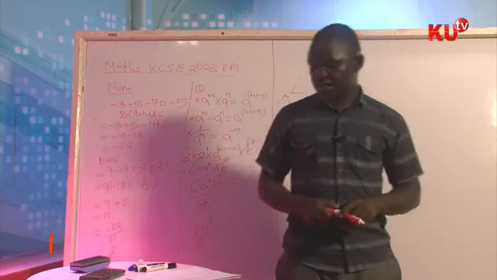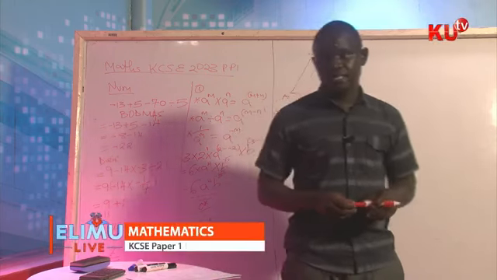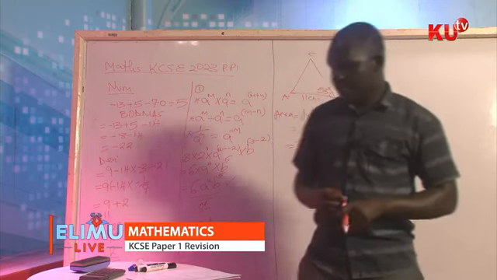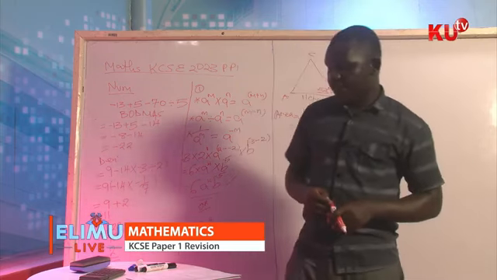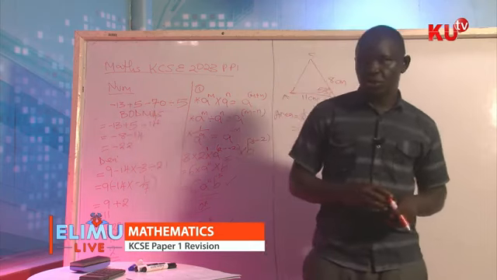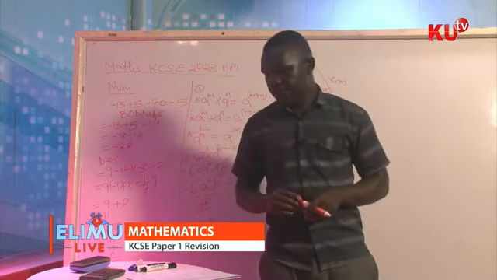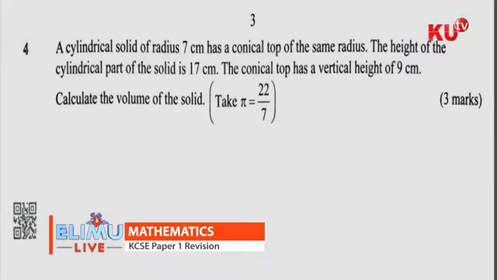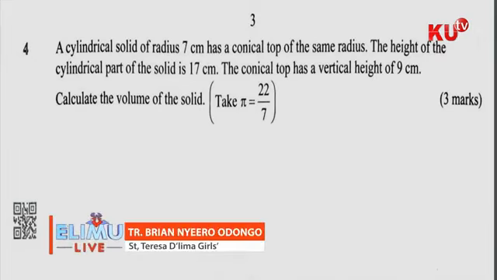Let us also check into question number 4, dear students. A cylindrical solid of radius 7 centimeters has a conical top of the same radius. The height of the cylindrical part of the solid is 17 centimeters. The conical top has a vertical height of 9 centimeters. Calculate the volume of the solid, taking pi to be 22/7. How do you work out that question?